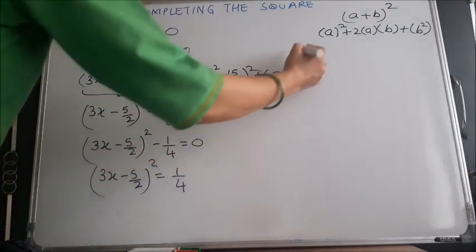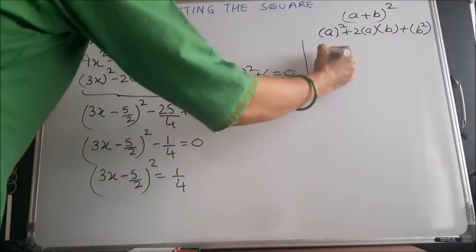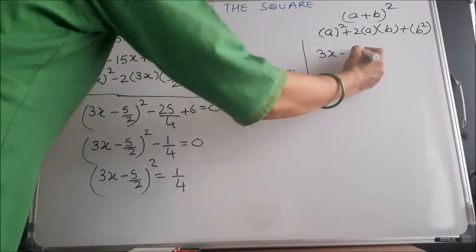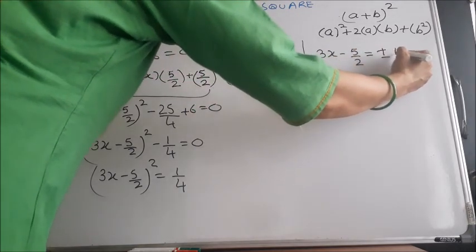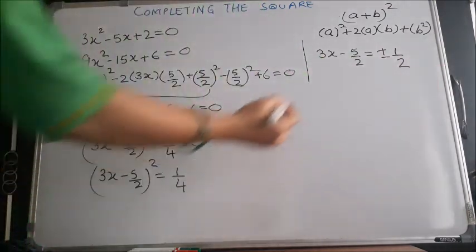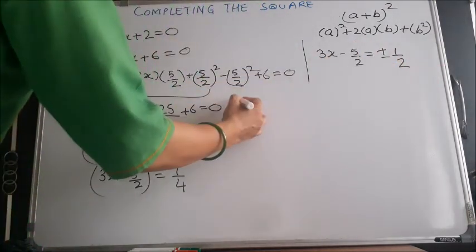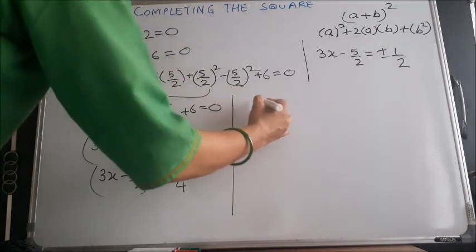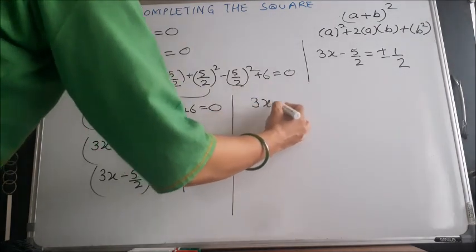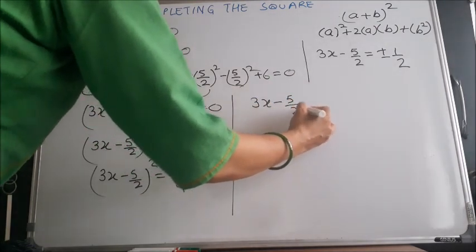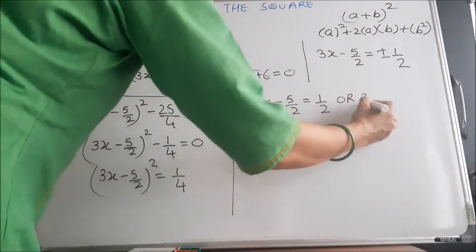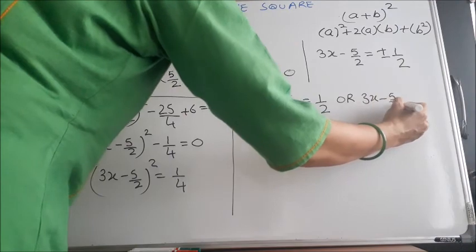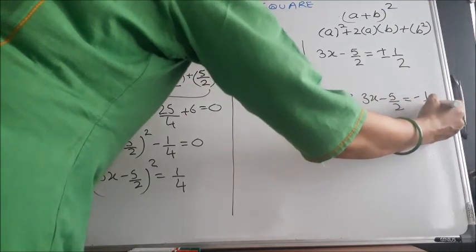So you will be getting 3x minus 5 by 2 is equal to plus or minus 1 by 2. So we'll get both values. So according to both the values we will calculate. So you'll have 3x minus 5 upon 2 equal to 1 by 2, or 3x minus 5 by 2 equal to minus 1 by 2.